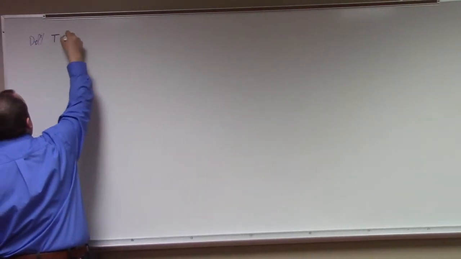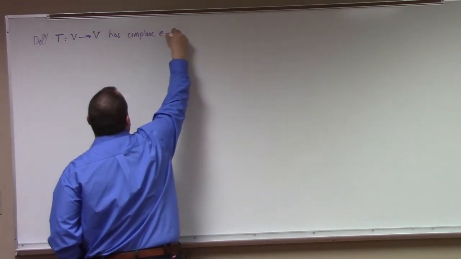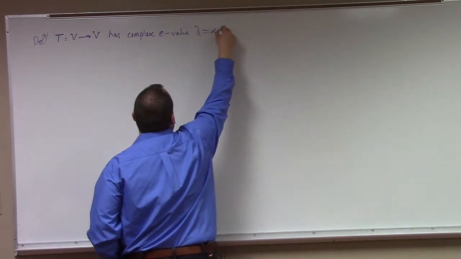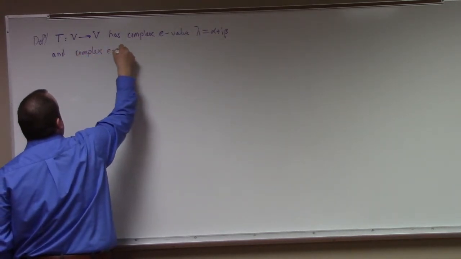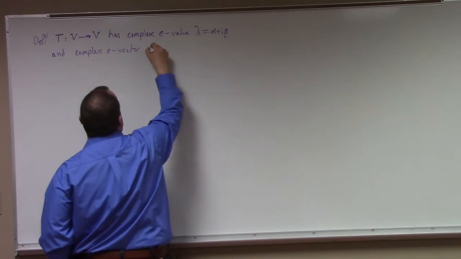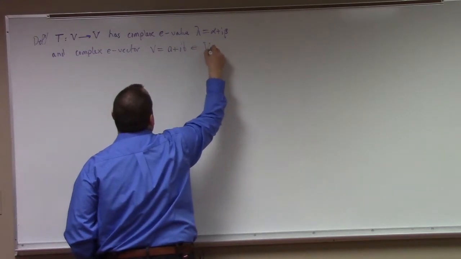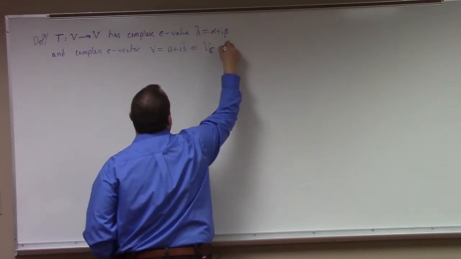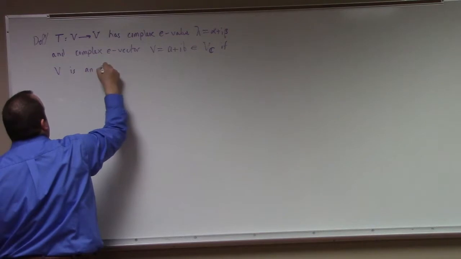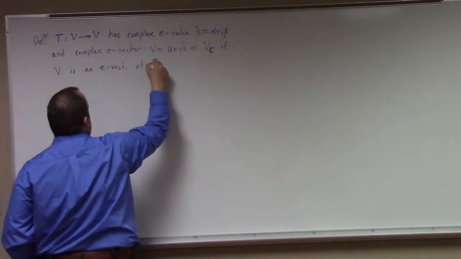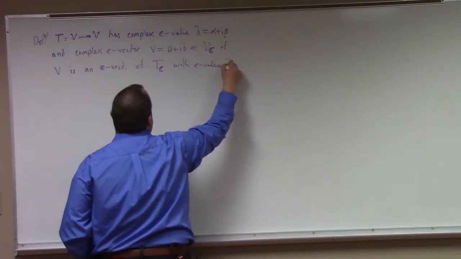Definition: T from V to V has complex eigenvalue lambda equal to alpha plus i beta and complex eigenvector, let's say v equal to a plus ib in V sub C, if v is an eigenvector of T sub C with eigenvalue lambda equal to alpha plus i beta.